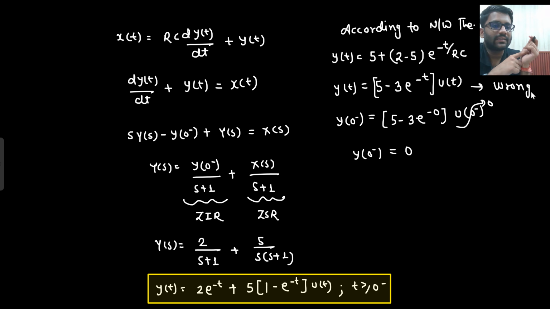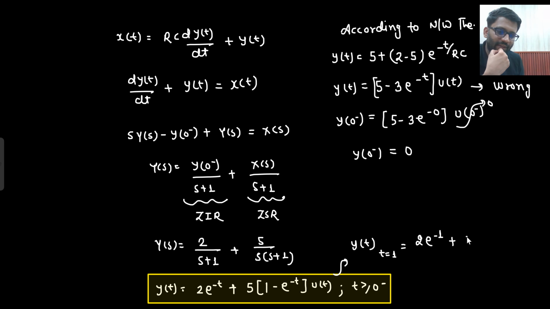Because in network analysis, we always used to discuss for t greater than or equal to 0. We don't take the condition of 0 minus. What I mean to say is, if someone asks you to write down this equation for t equals 1 second, how will you write it? For t equals 1 second: 2 e to the power minus t plus 5 times (1 minus e to the power minus 1) into u of 1. What is u of 1? 1 only.